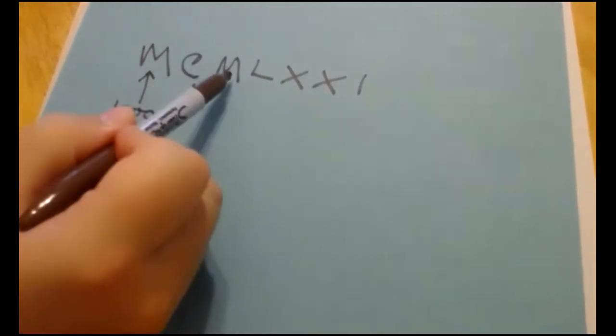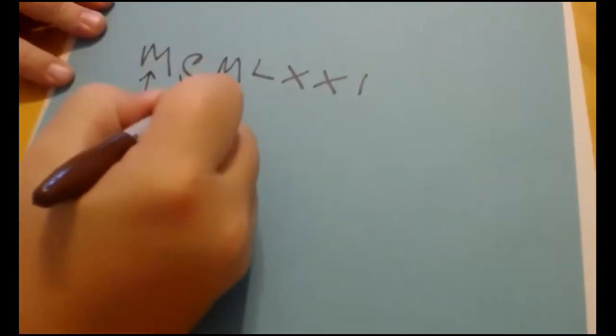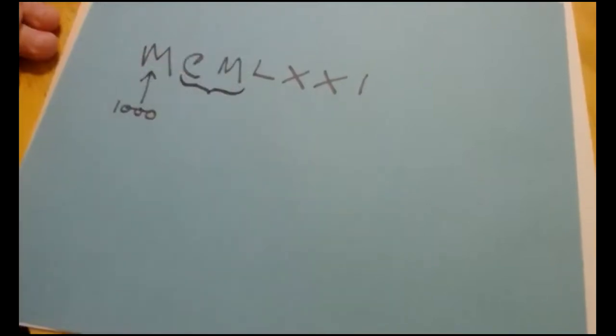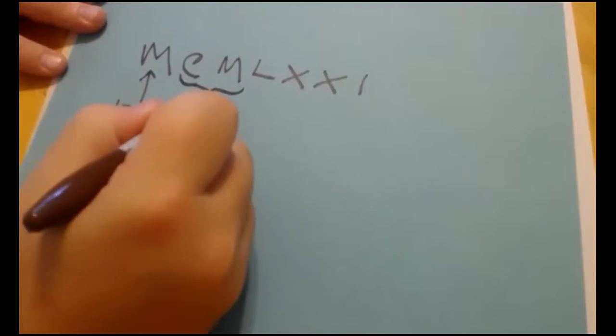Next, from C to M, am I increasing or decreasing? From 100 to 1,000, I'm increasing. So since I'm increasing, I have to subtract. I have to subtract 100 from 1,000, and it gives me 900.